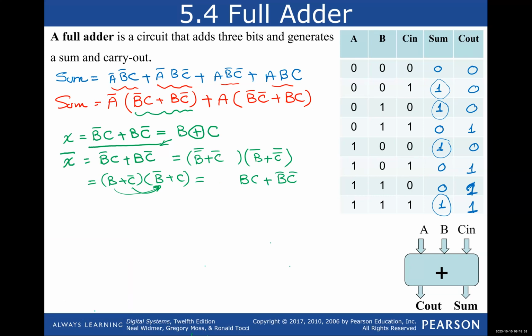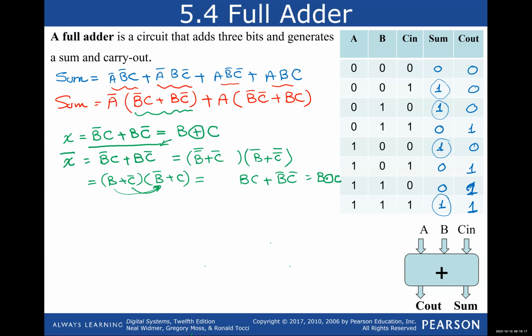So this is what I have. Now, anyone tell me what this circuit is? XNOR. Excellent. This is the XNOR. And we've learned the relationship between the XOR and the XNOR. What is the relationship between XOR and XNOR? Inverse of each other, or complementing each other.